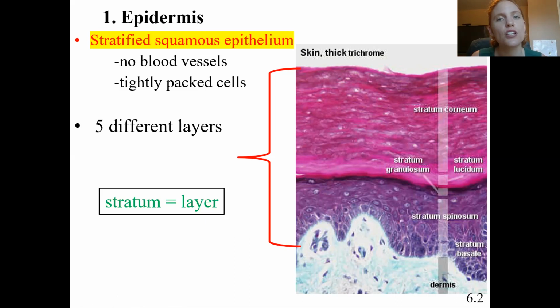Okay, so notice the words I use. The layer is the epidermis, and the specific tissue type that the epidermis is made out of is stratified squamous epithelium. Okay, and as an epithelial tissue, it's going to have no blood vessels, and it's just tightly packed cells. Okay, so again, good for protection. Now, what we're going to go through now is within the layer of epidermis, we're going to look at the 5 sublayers within the epidermis. Okay, so that's what we're going to go through.